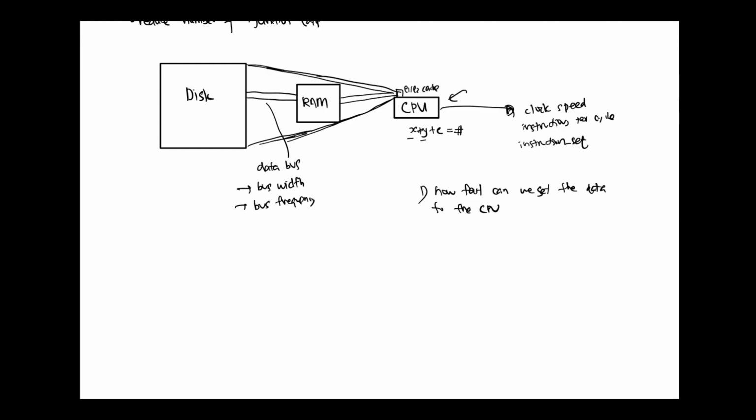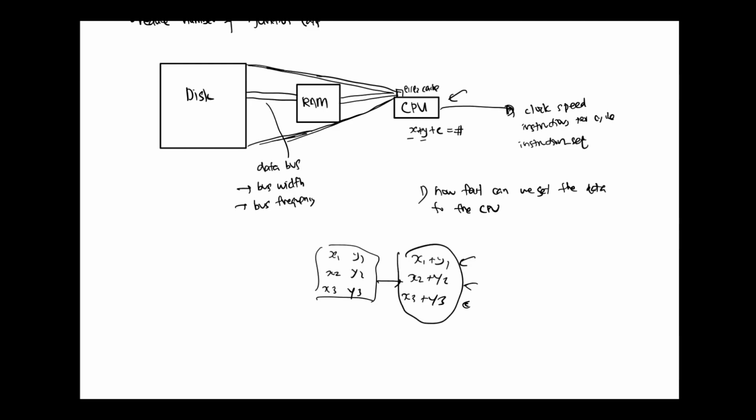The CPU also gives us the ability to vectorize operations. So what does it mean to vectorize operations? It means that, for example, if we have x1, y1, x2, y2, x3, y3, the CPU has the ability to compute all of this in just one instruction, right? So we don't have to do this sequentially. We don't have to compute this first, second, and third. We can actually just do the whole thing in one go.